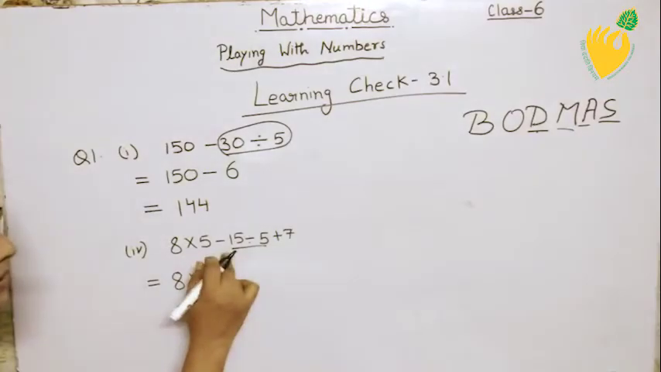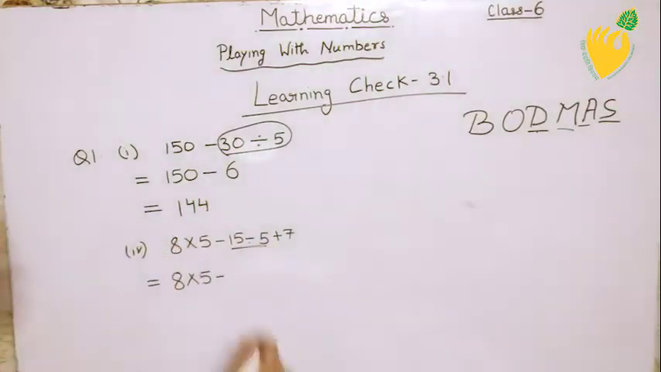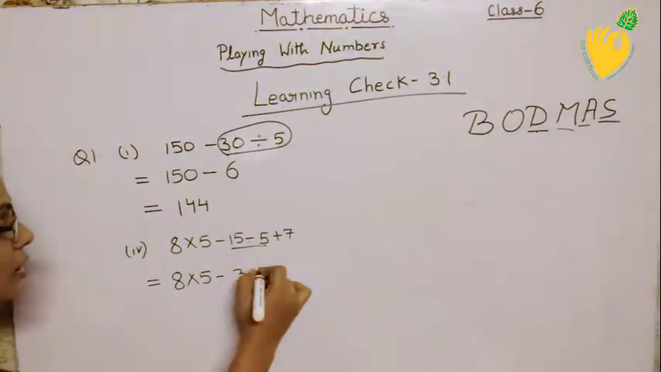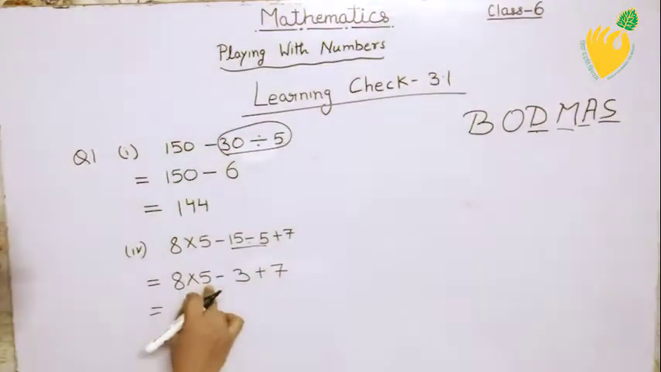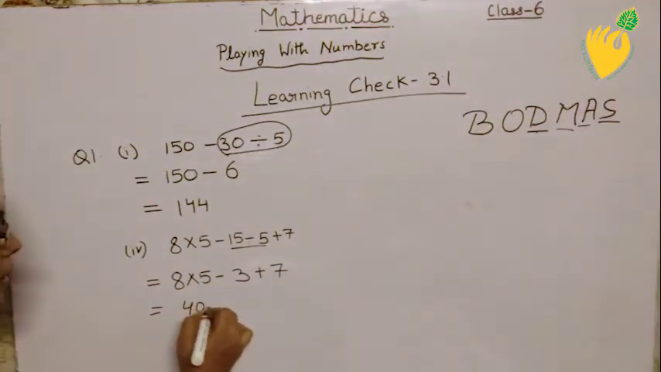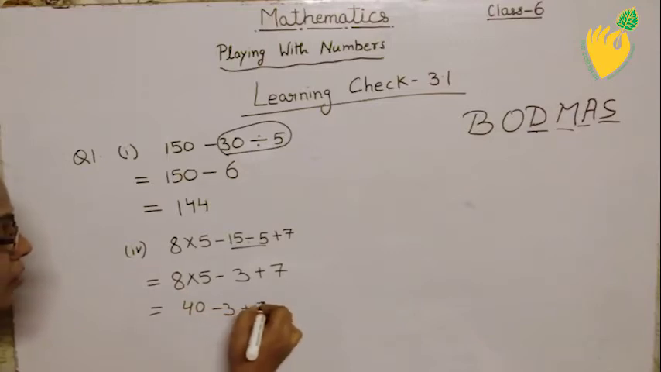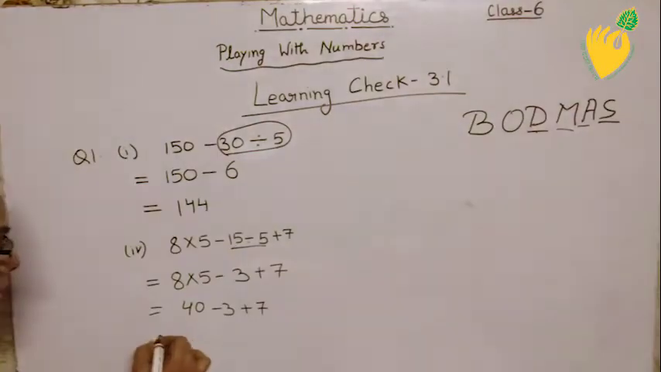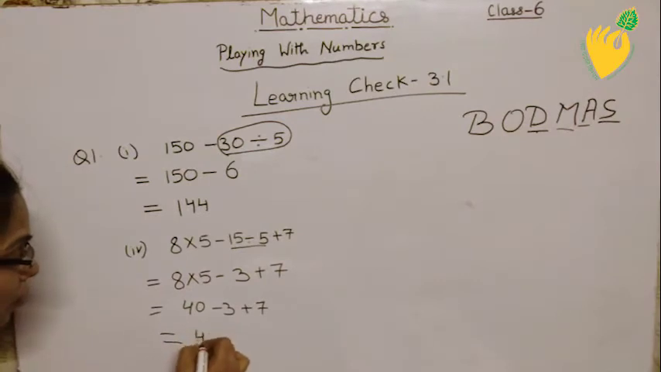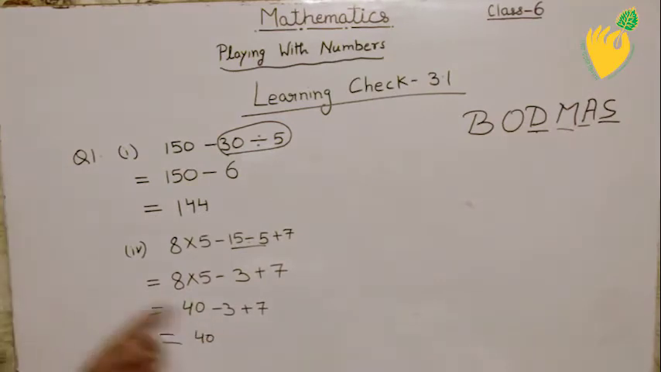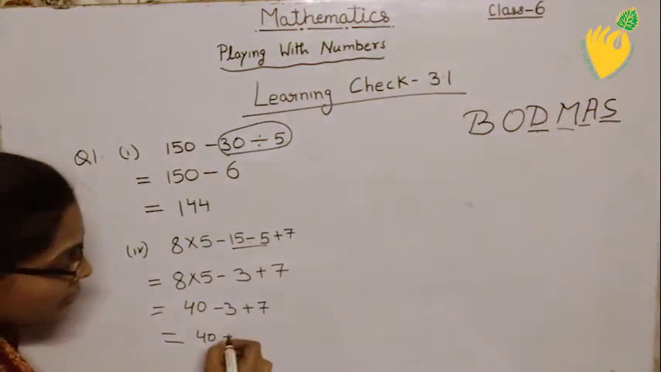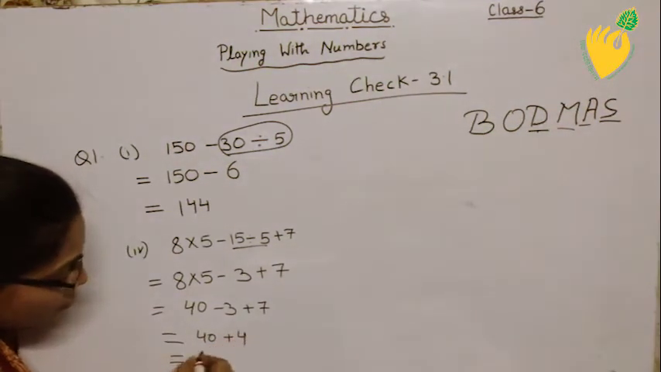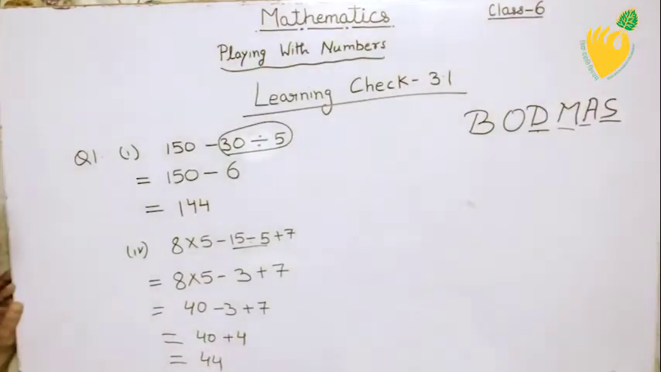8 into 5 minus 15 divided by 5, students, will be 3 plus 7. Now students, the multiplication you have to do: 5 eights are 40, and you will write the rest of the numbers and the operations as it is. Now 40 minus 3 plus 7. So it will be plus 4, which equals 44.